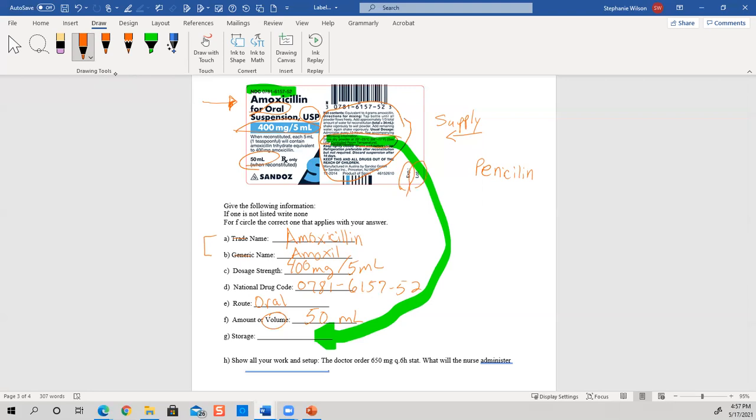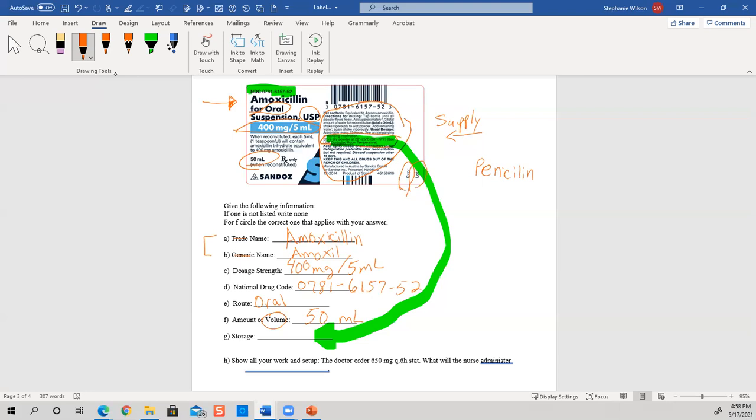Why is it important to be able to recognize what each part is? Because I'll give you a label, I'll give you a doctor's order. I'll say that you are to administer so many tablets, or the doctor says give so many milligrams of this particular drug, and you have a generic versus the trade, and what you have on hand may change the actual outcome. So you need to know that.